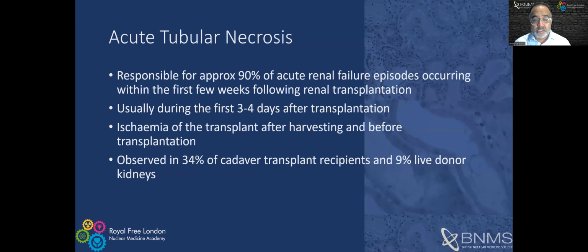If we look at acute tubular necrosis as the most common cause for renal dysfunction in the immediate phase, you'll find that 90% of patients with acute renal failure in the transplant have acute tubular necrosis, or ATN. This usually occurs within the first 3 to 4 days and is related to ischemia of the transplant after harvesting and before the transplantation. It's estimated that 34% of cadaveric transplants and 9% of live donor transplants suffer from ATN.